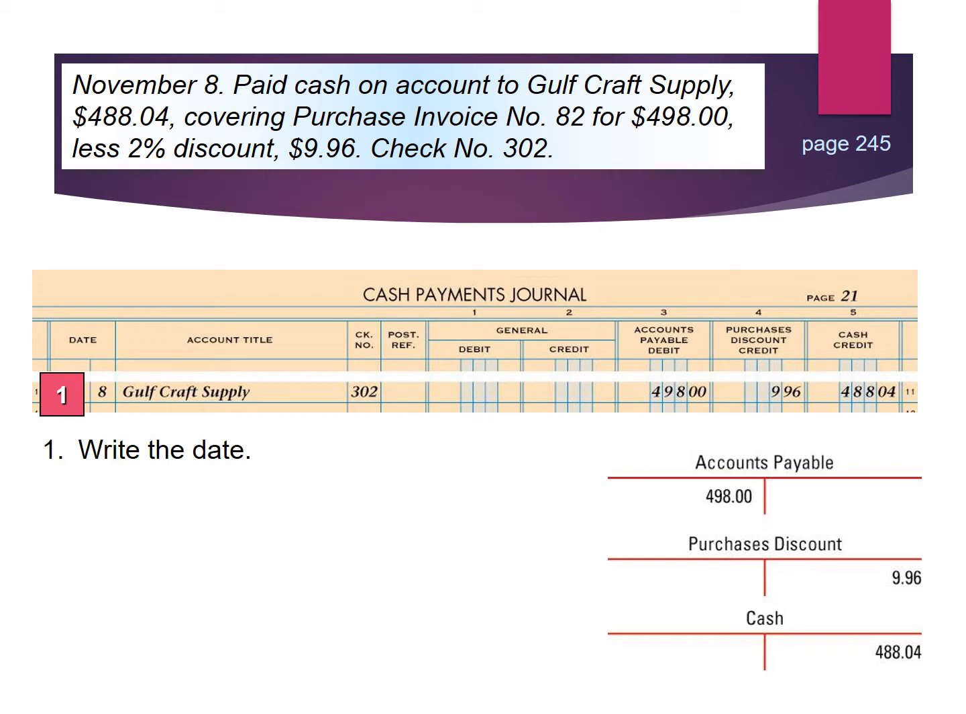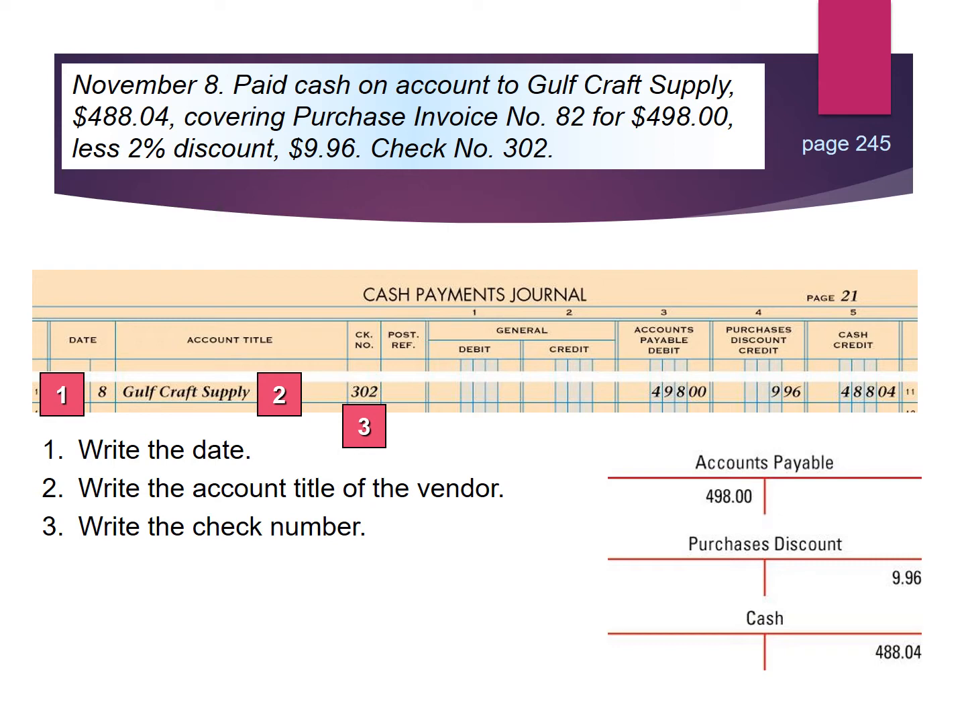So accounts payable will be our debit. We do have a specialty column for our accounts payable. So in the account title, we will write the name of the vendor. In this case, it is Golf Craft Supplies. Then we will record our source document 302. Now, according to our T account, accounts payable should be debited for $498. So we write the debit amount in our specialty column 3 as a debit to accounts payable.